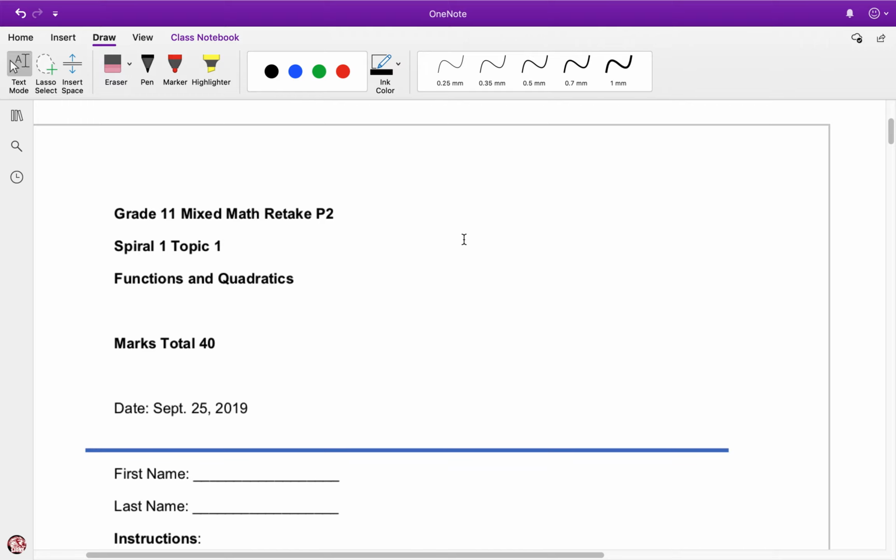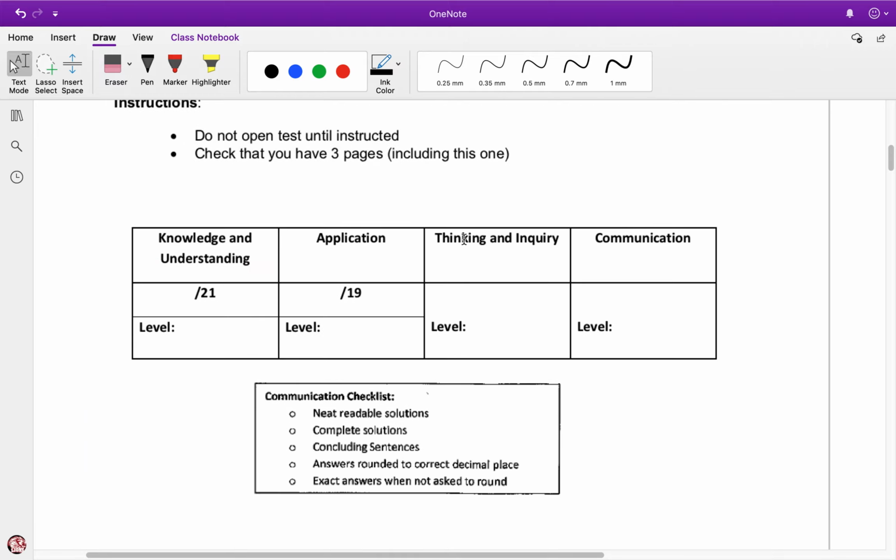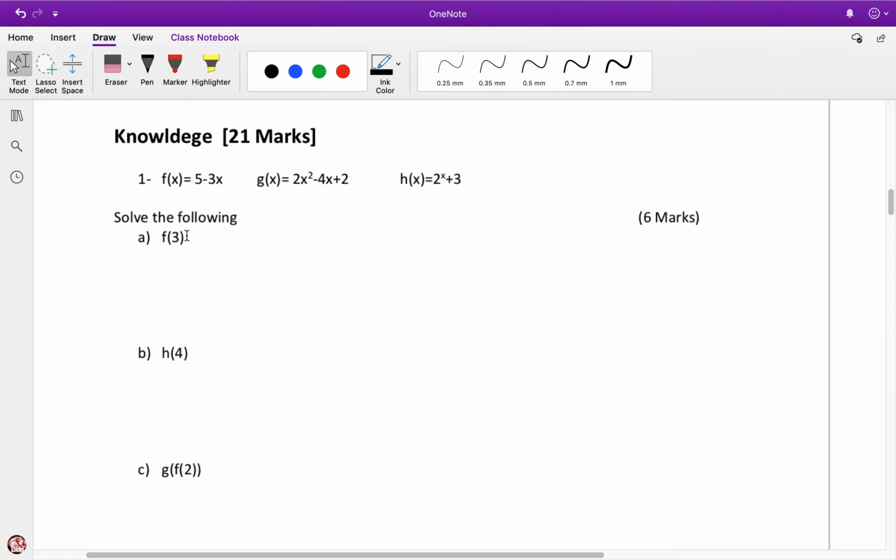Take up the math retake here. So f of 3, that means we're going to use this equation, and the x is 3. So that's going to equal 5 minus 3 bracket 3, which will equal 5 minus 9, which then equals negative 4. That's my answer there.